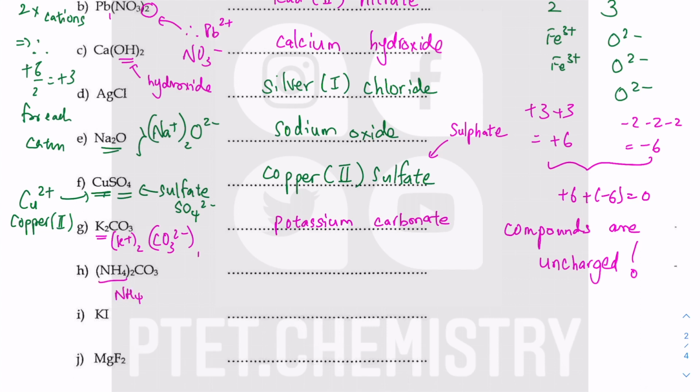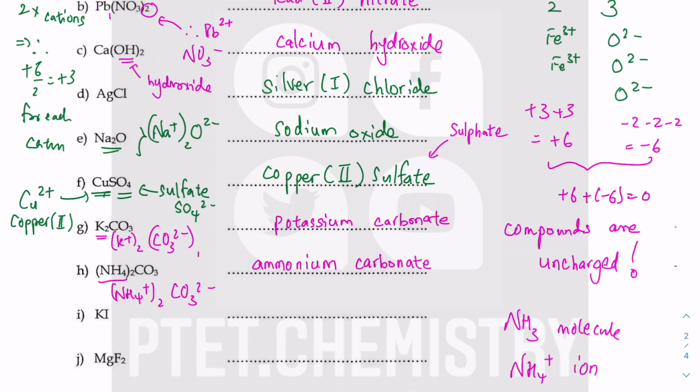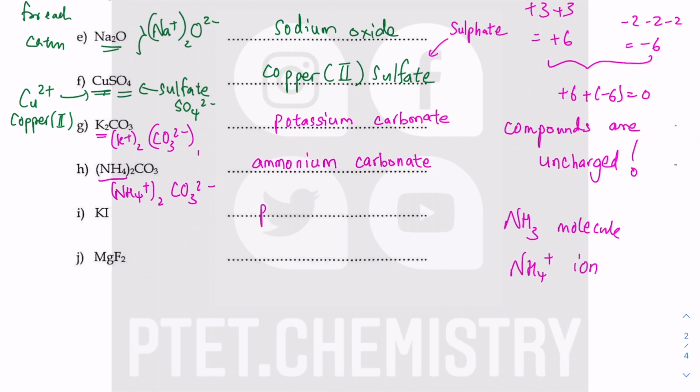This one is NH4+, you have 2 of it, and again you have CO3 2-. NH4+ is not ammonia. Ammonia is a molecule. NH3 is a molecule. NH4+ is an ion. NH4+ is the ammonium ion. So be very careful of your vocabulary. When you spell the wrong thing, when you say the wrong thing, then they have different meaning from this point onward. Okay, this is potassium iodide, so it's K+ and I-.